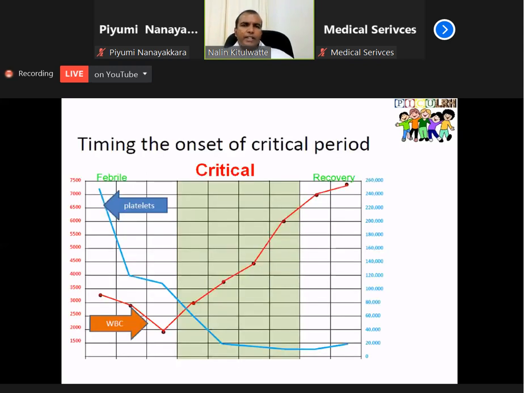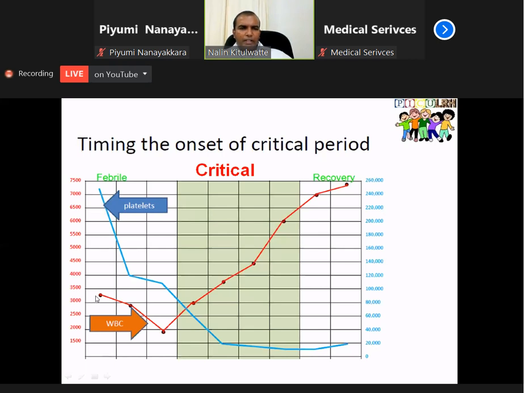Then this is a very important graph, so concentrate on this. This is my febrile phase, this is my critical phase, and this is my recovery phase. First look at the platelets. During the febrile phase, platelets are dropping. When the platelets go below 100,000, that means the patient is entering the critical phase. Even in the critical phase, platelets are dropping, and during the recovery phase, platelets are rising. So this is the platelet graph.